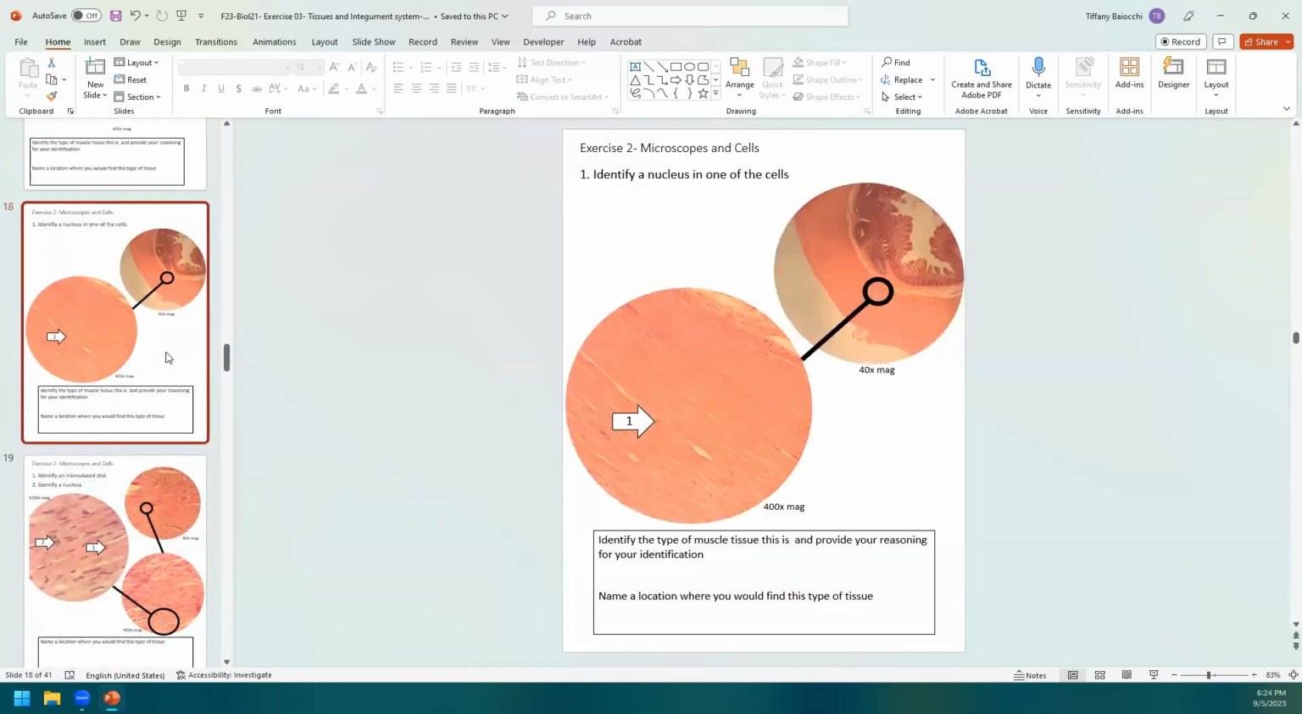Let's move on to this one. This is smooth muscle. Notice that they kind of all look spindly and there's no striations. Identifying a nucleus in this one's pretty hard. So if you just point to any dark dot in this, that would be sufficient.